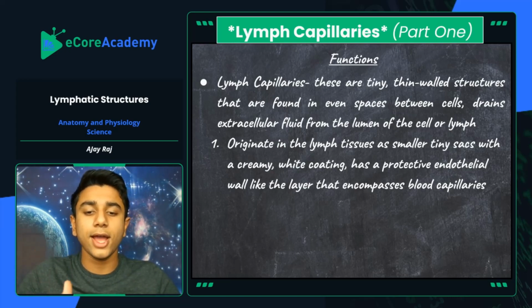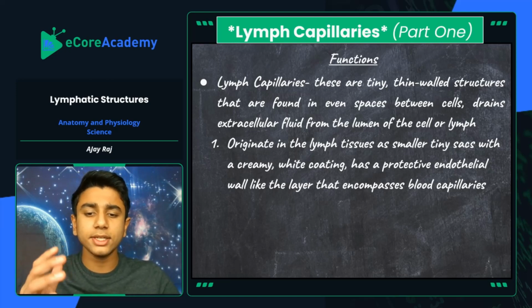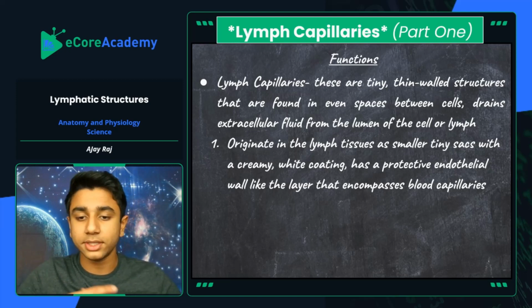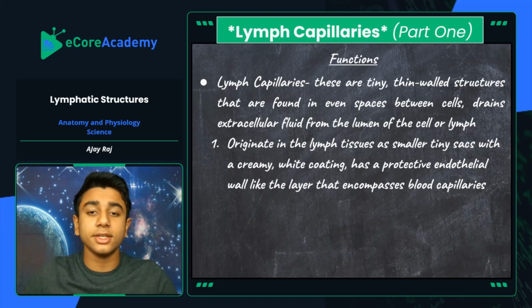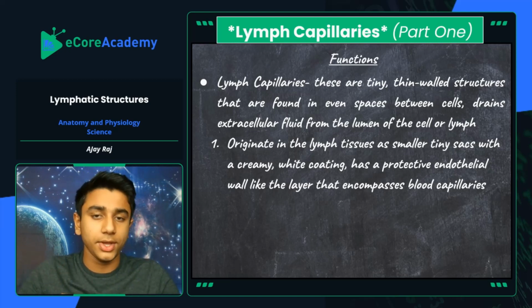They help drain extracellular fluid from the lumen of the cell or lymph. The lumen of the cell is located near the nucleus, the very center of your cell, near where all the chromosomes and the DNA are stored. And they're presented in tiny sacs filled with a creamy white coating that is basically lymph combined with other materials necessary for the given cell, comprised of items that the cell is actually being replenished of. Some things really need to be fulfilled within the cell.